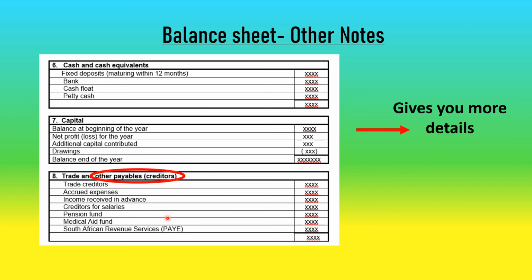Then you've got your SARS, your medical aid, your pension fund. All of these are items that you still need to pay. They are a liability and therefore they are on your balance sheet, and if they are on your balance sheet, you should be supporting them with a note.